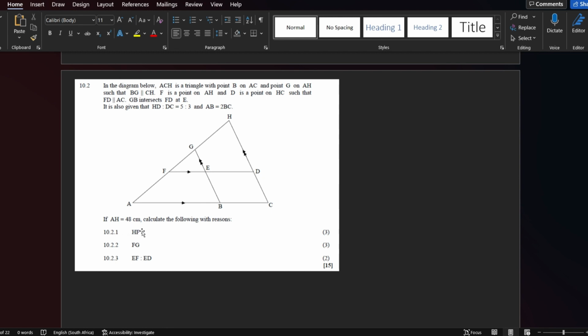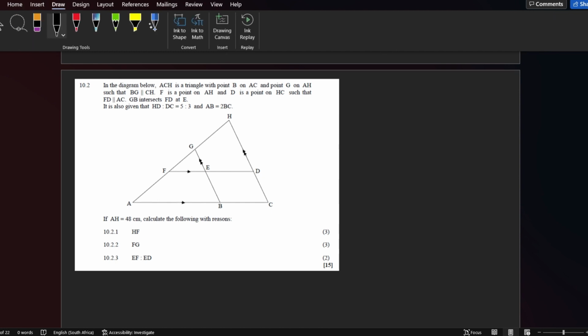So the first length they want us to calculate is HF. If we look at HF, it exists on the left hand side of the larger triangle, and the side is joined to this side of the triangle by these two parallel lines. So HF corresponds to this side here, AF corresponds to this side here, and AH corresponds to this whole side here. Given the length of AH and the ratios of DH and CD, we can use proportionality within this large triangle to calculate HF. So let us go ahead and do that.